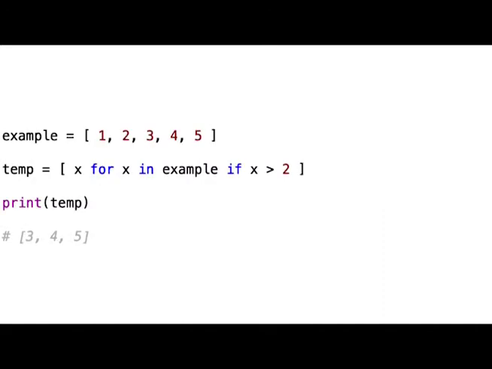So for example, if you have the list of 1 through 5, you can say temp equals, and then you say x for x in example, so 1 through 5 as x, if x is greater than 2, return x, put that in the list, so then you just get 3, 4, and 5.